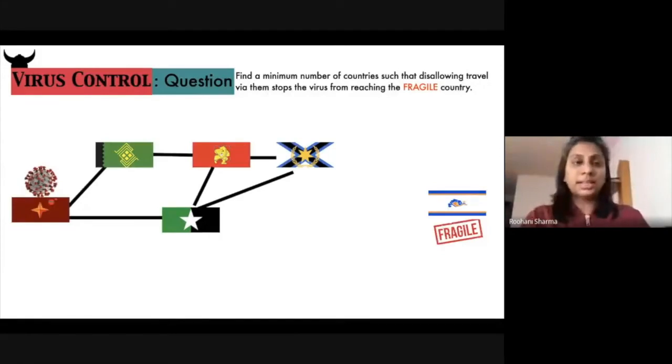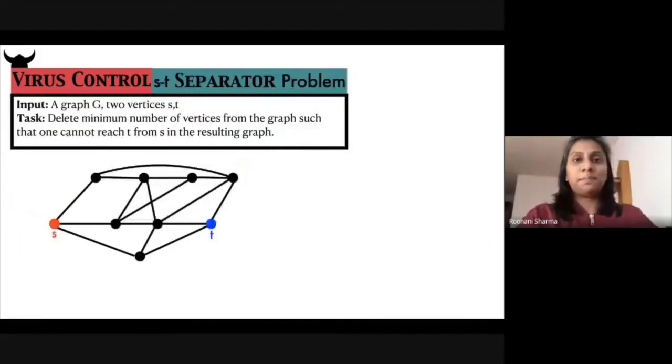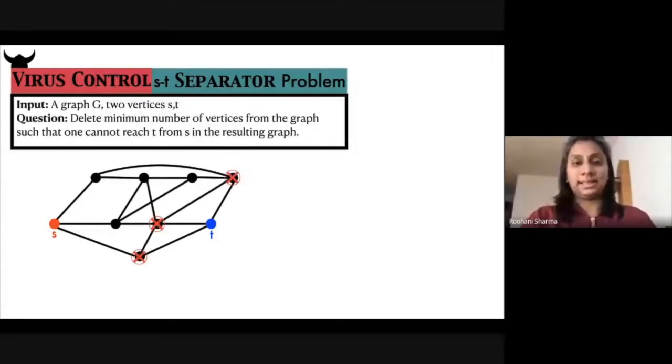So in the next slide, let me define the abstract model that captures this problem. This problem is captured by a very classical problem in graph theory called the S-T separator problem. In this problem, the input is a graph G, and there are two vertices S and T. The goal is to find the minimum number of vertices that can be deleted from the graph, such that it's not possible to reach T from S. For example, in this graph, if I delete these three vertices, there is no way that I can reach T from S.